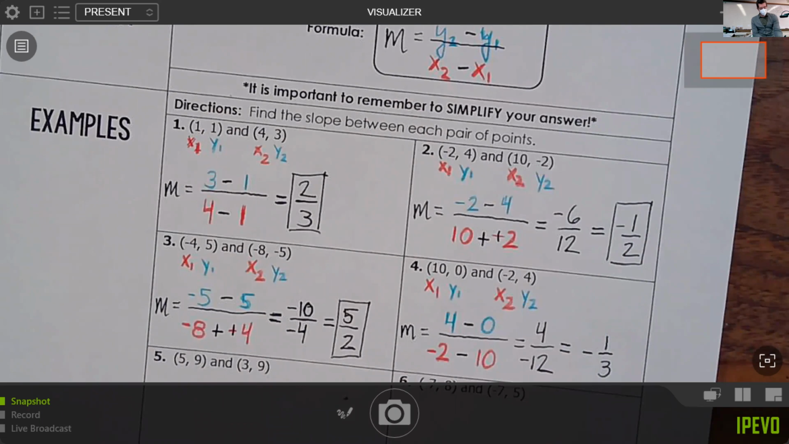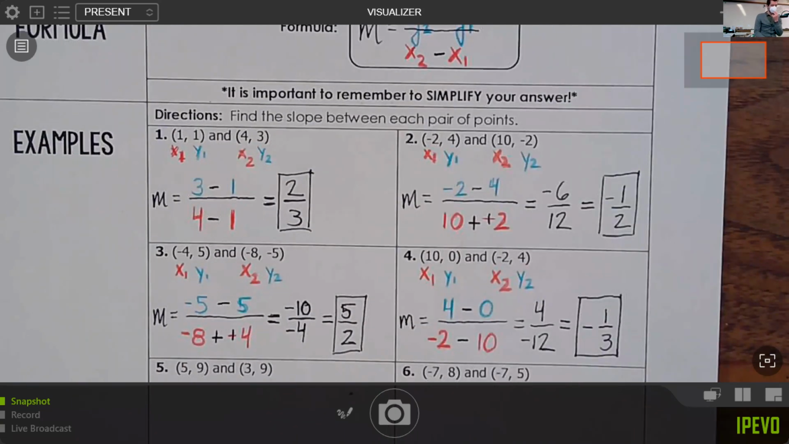So if your fraction has one negative, that negative can go on the numerator, it can go off to the side, or on the denominator. It doesn't really matter where it ends up, but traditionally, it's either up with the numerator or off to the side. So there's number 4, negative 1/3 for our slope. Rise over run.